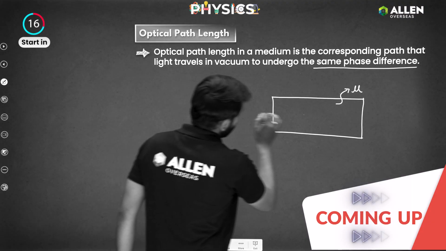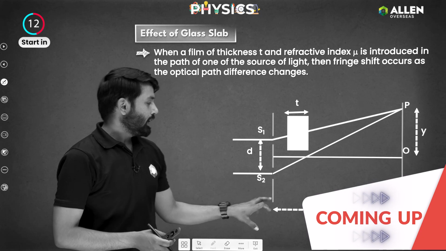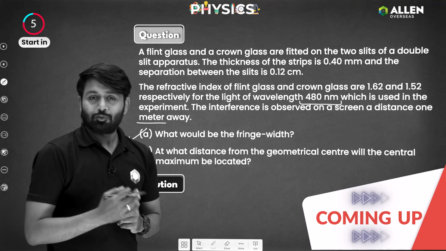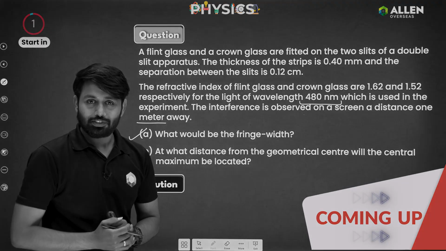Light is traveling like this. This is the YDSE setup, and these two are slits. What about other maxima? In this YDSE with slab, fringe width will not change.